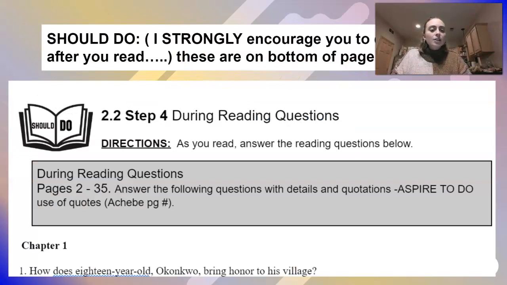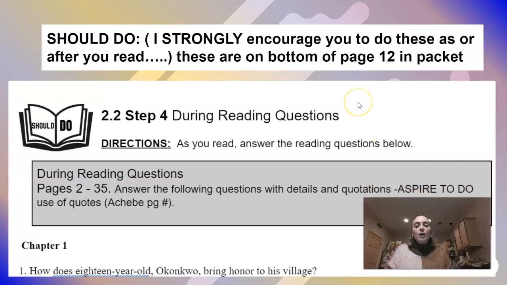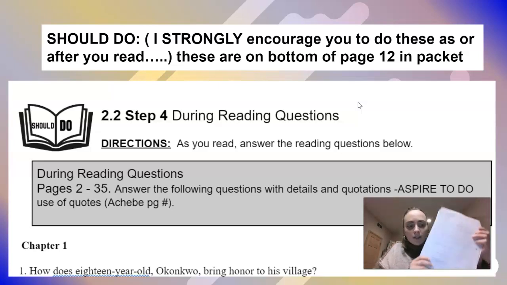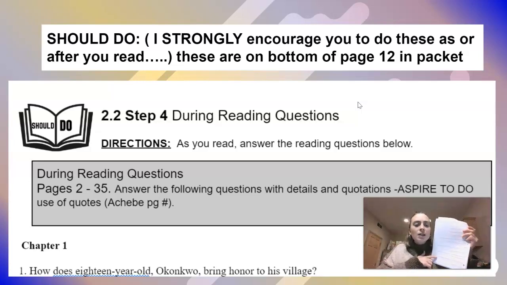And then finally, there is a should do that is some reading questions as you read. It starts on the bottom of page 12 in your packet. And it's just a really helpful set of questions to follow along. I was jotting down notes to these questions as I was reading the text, and it really helped me keep track of the main characters and the most important events that were taking place. So I would strongly encourage you to jot down some notes for these reading questions. It'll really help you follow along with our text.